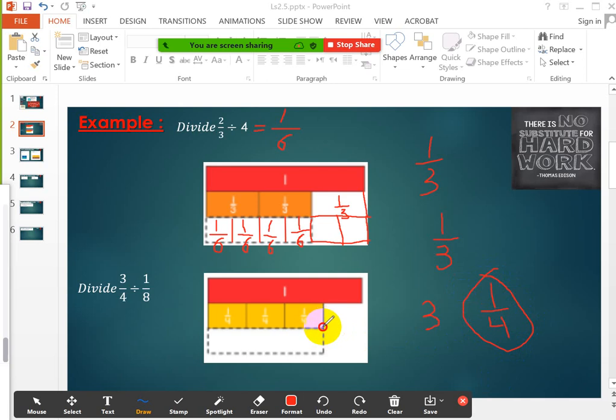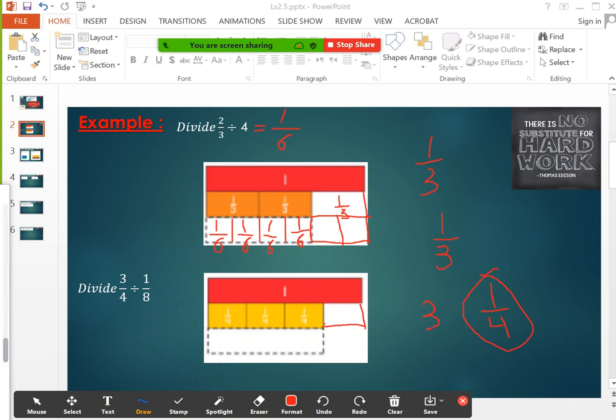That means I will divide the whole into 4 equal parts. 1, 2, 3, 4. But I have only 3 over 4, so I will choose only 3 parts. This is my number. I will shade only 3 parts.